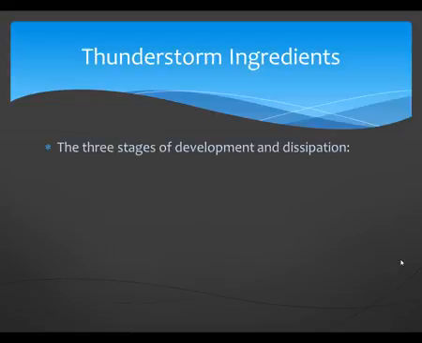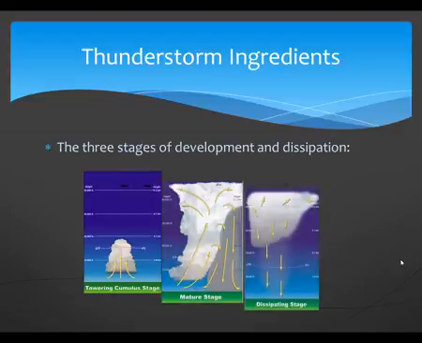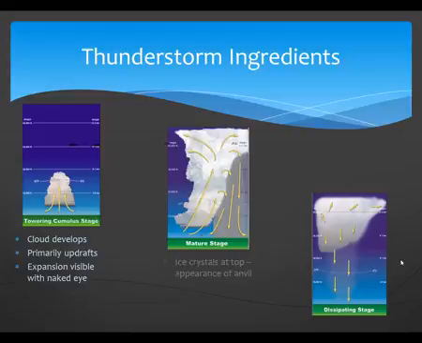There are 3 stages of development and dissipation for thunderstorms. There's the towering cumulus stage, the mature stage, and the dissipating stage. In the towering cumulus stage, the cloud develops. It's mostly updrafts, and the expansion of the cloud is often visible with the naked eye. In the mature stage, now you've got the presence of ice crystals at the top. The cloud is developed so high that it's moved into a very cold region, and you get the appearance of the anvil. You also see the rain shaft appearing at the bottom, and the updrafts and the downdrafts within the thunderstorm cloud are at their peak intensity.